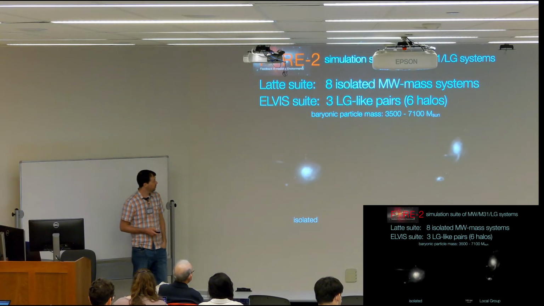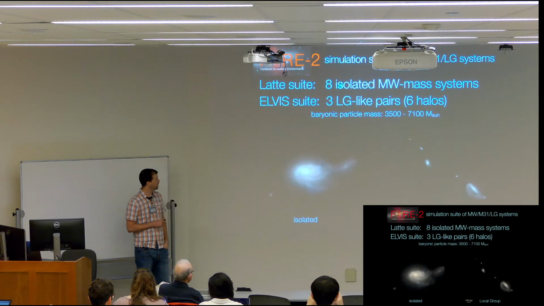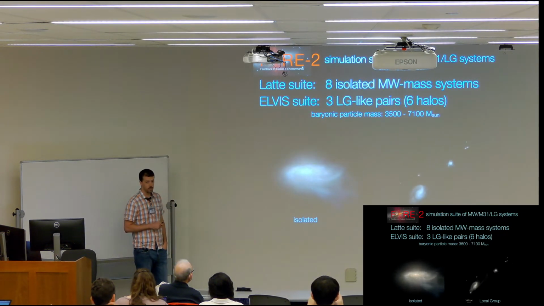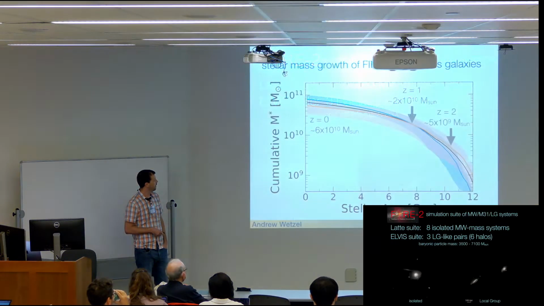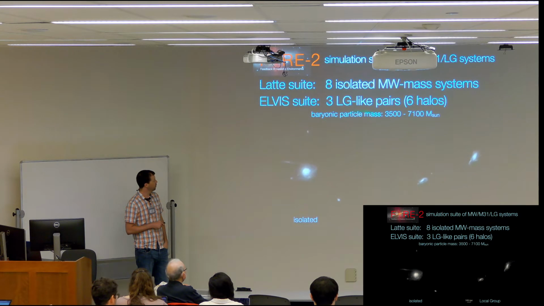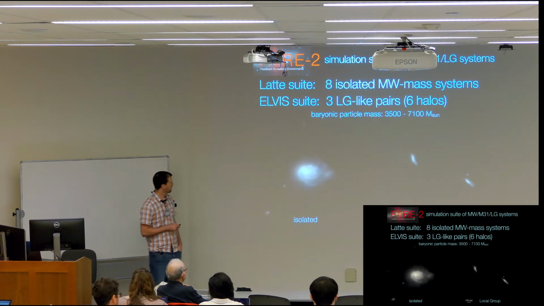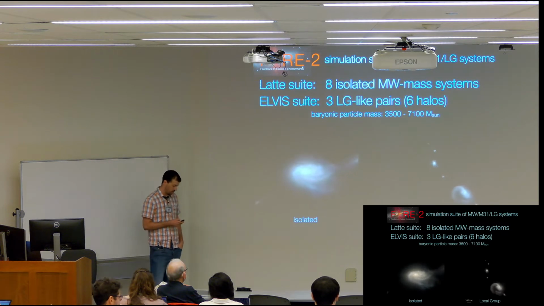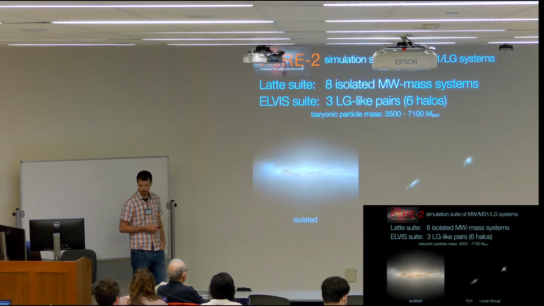Most results I'll show you are from our full current suite of Milky Way mass galaxies. These are all cosmological, but 8 of them are relatively isolated, individual Milky Way mass systems. Then there are 3 Local Group-like pairs, which gives us 6 halos, so we have a total of 14 Milky Way mass galaxies. Most of the results I'll show you are from these simulations at mass resolutions of a few thousand solar masses.